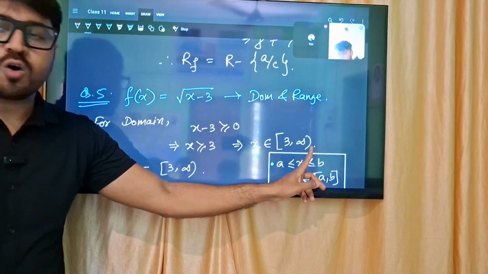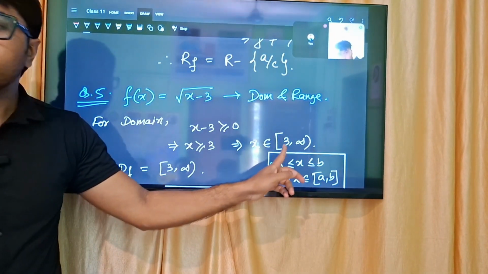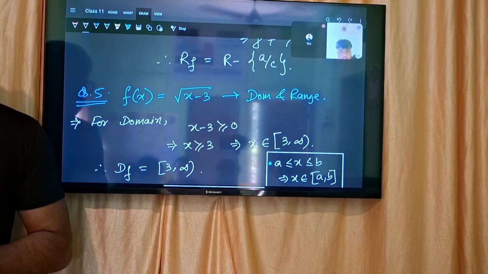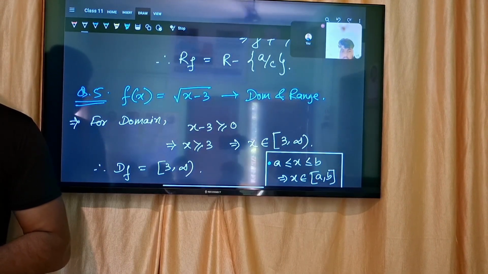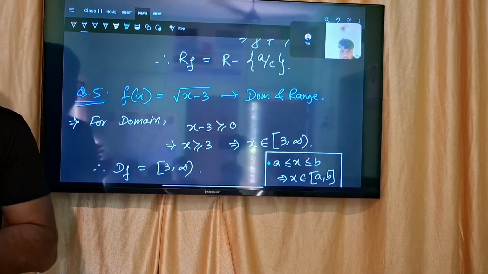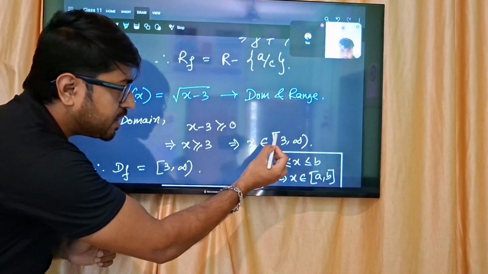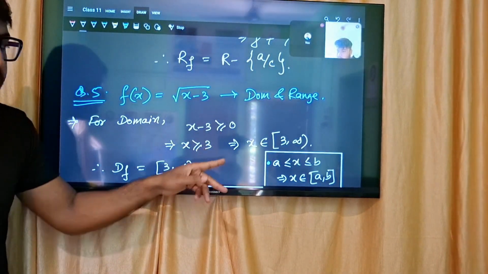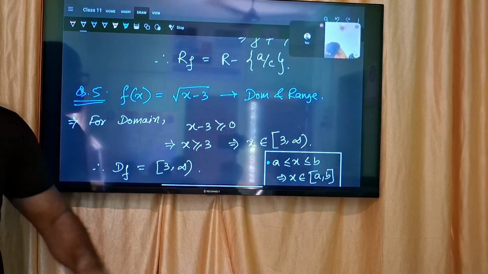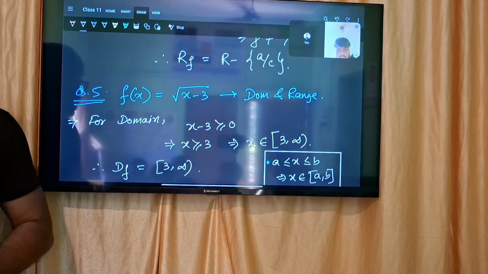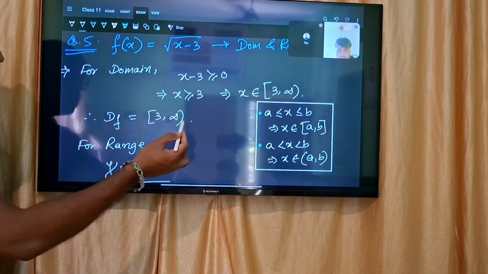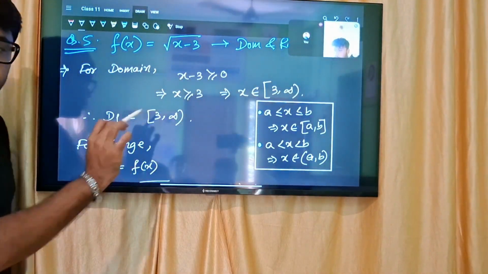First bracket is called open bracket, third bracket টাকে বলা হয় closed. When a number will not be taken, তখন আমরা open bracket বা first bracket use করি. If a number will be taken, then we use the third bracket. So এখানে x greater than equal to 3, it means 3 will be taken. That is why ওইখানে third bracket use হবে 3 এর সাথে। ঠিক আছে? So domain of f will be [3, infinity).